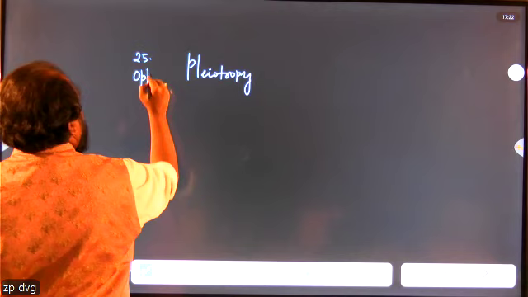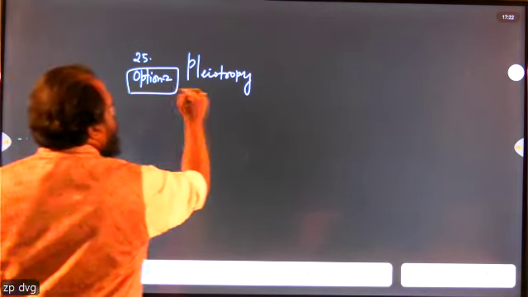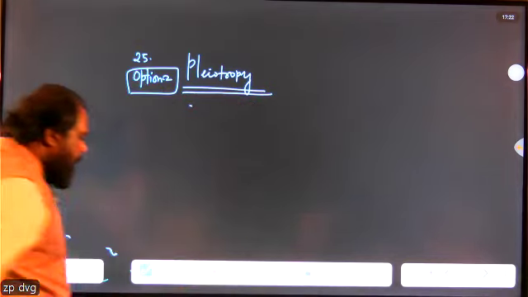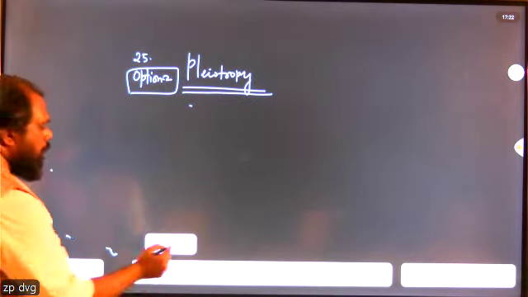So which is the correct option? Option 2 is the correct option for question number 25. Direct question: phenylketonuria is an example of pleiotropy. The other example of pleiotropy is starch synthesis in pea plant, which we studied in the chapter. Correct? So, direct question, question number 25.